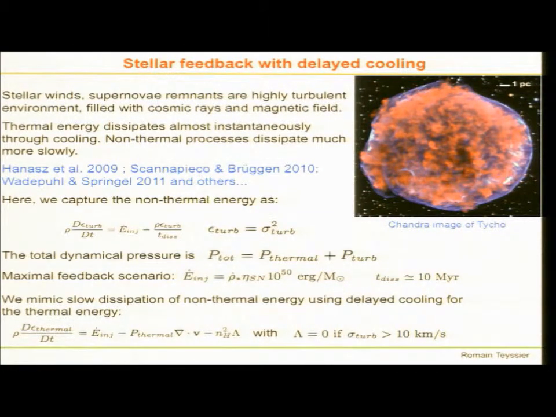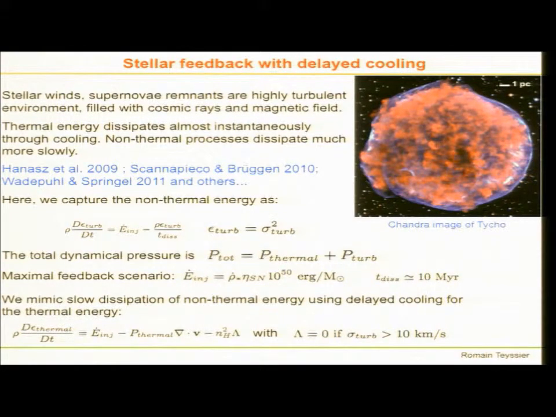Basically, in a nutshell, when you inject thermal energy, it is dissipated on a time scale which is given by the cooling time, which is very short. So you probably want to consider other sources of energy, like kinetic energy in turbulence, or cosmic ray energy, or magnetic energy, or whatever. And all those energies dissipate less efficiently on different time scales, which are also very complicated to compute. So here we decided to go into a simplified kind of approach, where you inject this non-thermal energy, and you just consider the dissipation time as a free parameter.